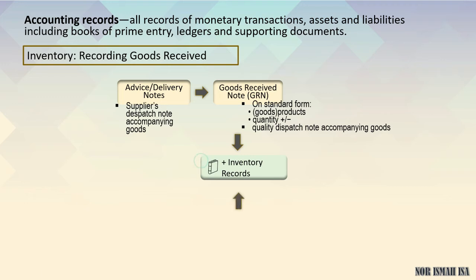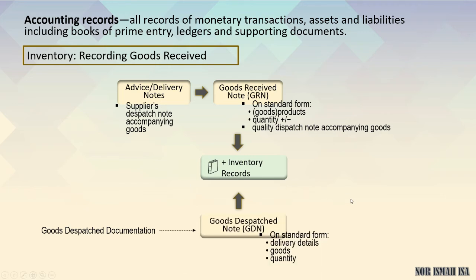As for goods dispatch documentation, this is on the seller's part. When the goods are transferred to the buyer, the seller will also send a dispatch note with the goods, stating the same things as the goods receipt note. And then the seller will also update the inventory record to show the decreased amount of inventory.